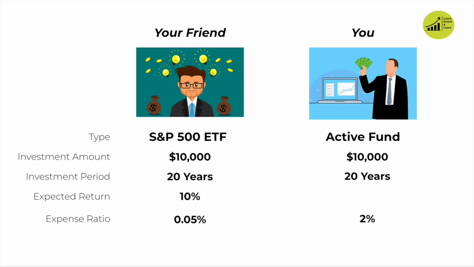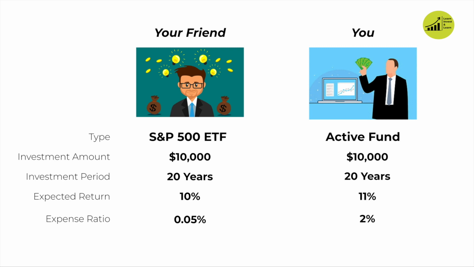Studies have shown that most active investors fail to beat the market over the long term. This is because it is very difficult to consistently pick stocks that will outperform the market. And even if you do manage to pick a few winners, it is likely that you will also pick some losers. Even then, let's say you are lucky and your chosen active fund does beat the index and returns 11% compounded over the same time.